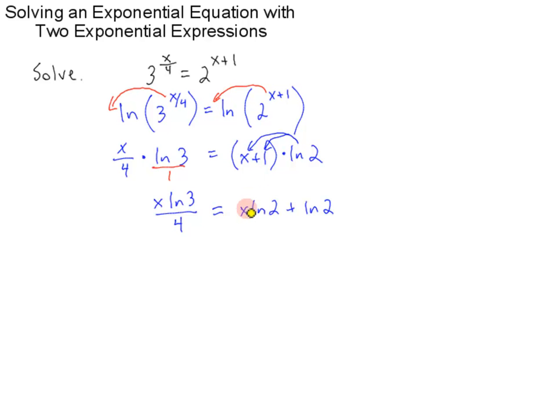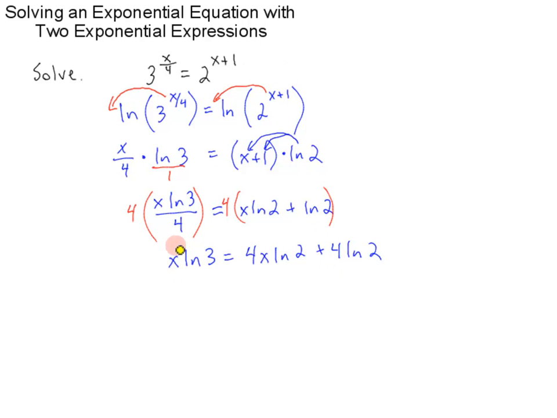So now we can start to try to solve for these x's, and our eventual goal is to get any term with x on the same side. However, first I need to try to get rid of the fraction by multiplying both sides by 4. So on the left side I get x times the ln of 3. On the right side I get 4x times the ln of 2 plus 4 times the ln of 2.